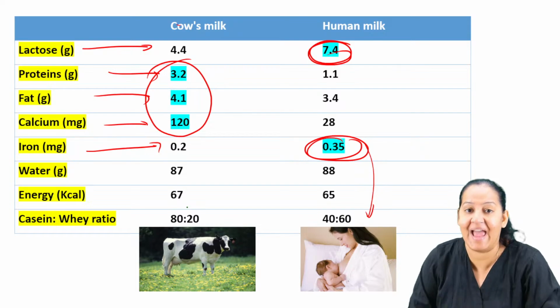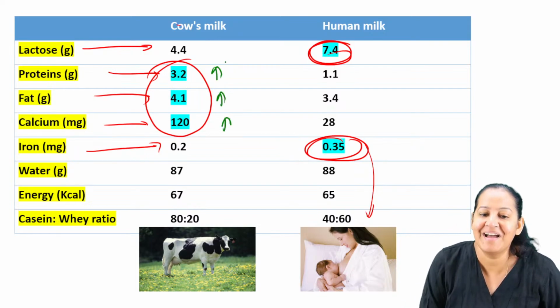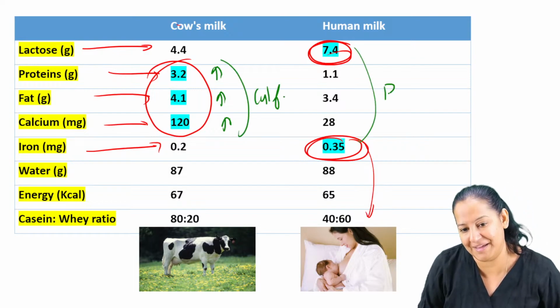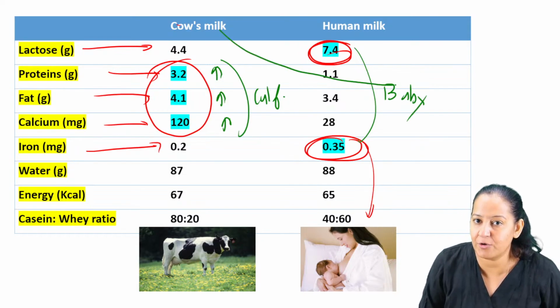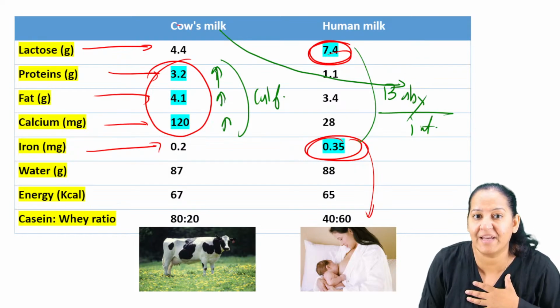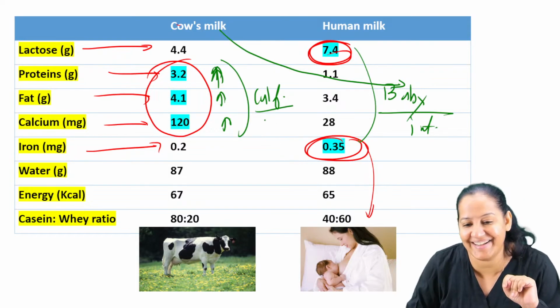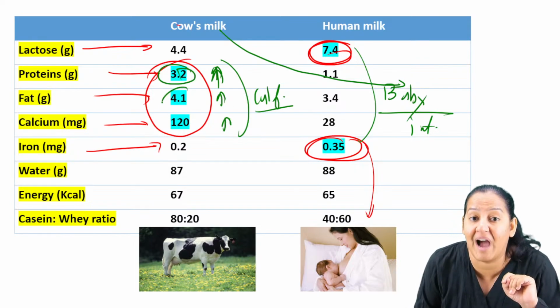I agree that protein, fat, and calcium is more in the cow's milk. But cow's milk is for the calf, and human milk is for the human baby. If you give the cow's milk to a human baby, the intestine cannot digest it. I agree it is having more protein, but the baby will not be able to digest that much protein. His intestine is immature. So the calf's intestine can digest it, but the human baby's intestine cannot digest such a high level of protein, high level of fat.